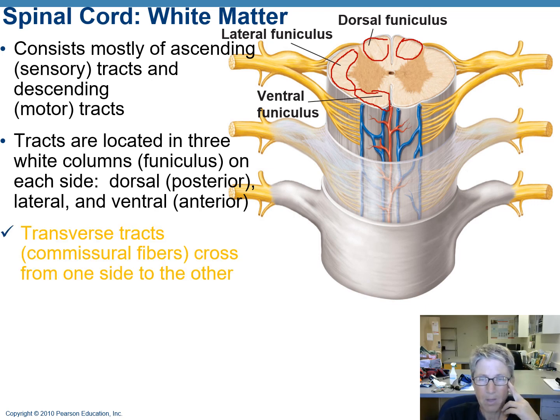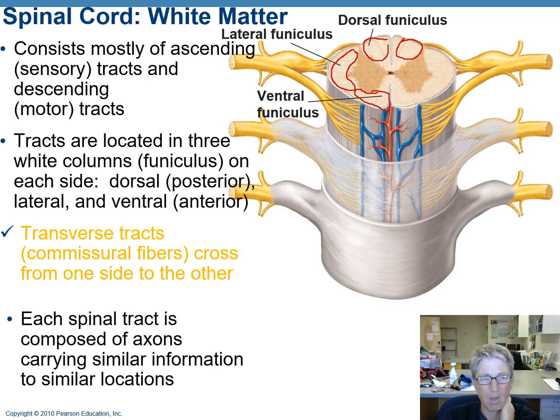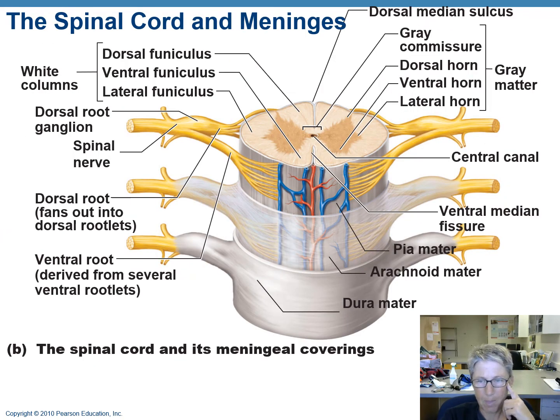And then it doesn't show it in this cartoon, but there are transverse tracts or commissural tracts. I think I showed that in maybe 3 PowerPoints ago. Commissural fibers cross from one side of the spinal cord to the other. And then each spinal tract, and we'll see the names of the spinal tracts in a minute, is composed of axons of neurons that are carrying similar information to similar locations. So let's say one tract, they might be going out to the lower extremity muscles, for example.